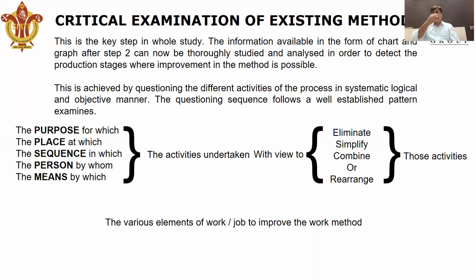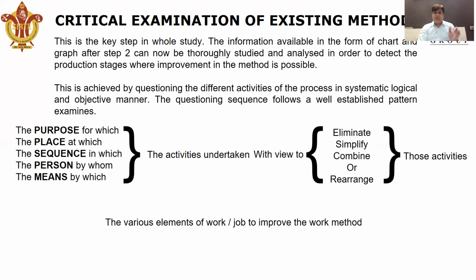We have to check each and every movement and each and every operation, and ask ourselves how it can be improved. This is achieved by questioning the different activities of the process in a systematic, logical, and objective manner. What I have told is that we have to ask ourselves how we can improve this particular method. This improvement can be done by asking questions about different activities in a systematic, logical, and objective manner. The questioning sequence follows: establish, pattern, examine.